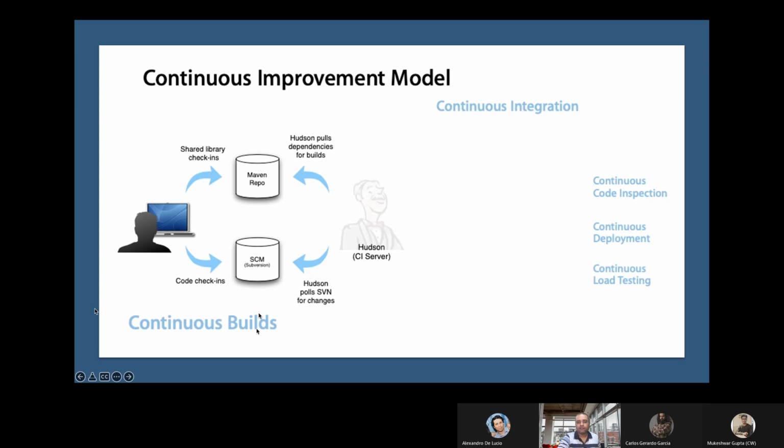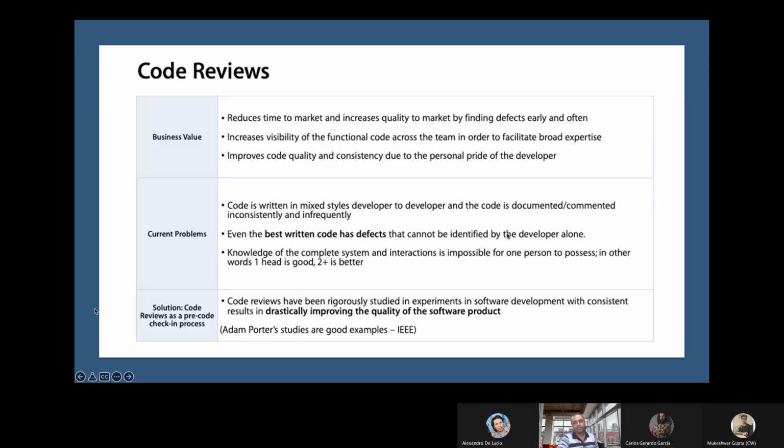And there you can see there is a Hudson CI server, and we can do it with the help of Jenkins or TeamCity, and there are many tools which are available. So the main objective is to have continuous code inspection, continuous deployment, continuous load testing, performance testing, and all these things can be integrated with your continuous integration model.